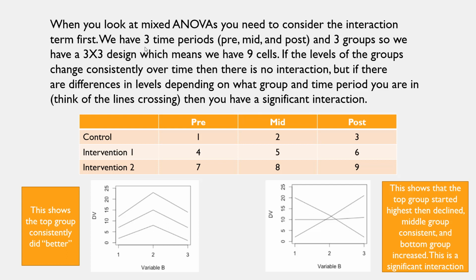In the scenario I'm about to show you, we have three time periods, pre, mid, and post, and three groups. So we have control, intervention 1, and intervention 2. So we have 9 cells, which is a 3x3 design. If the levels of the groups change consistently over time like this, we don't have a significant interaction. But if they do change over time, depending on what group you're in and what time period you're in, then you have a significant interaction. So like I say here, this shows the top group consistently did better, and this one is kind of inconclusive because there's a significant interaction.